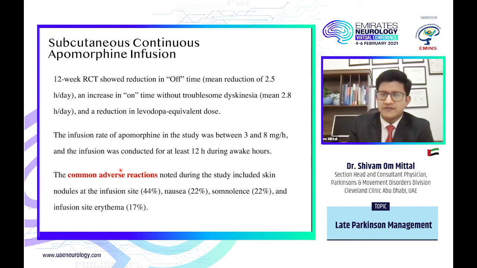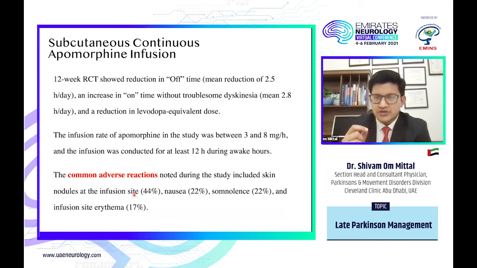The common adverse events you can see is mostly at the infusion site when you put the injection. You can develop nodules, you can develop some erythema. So that is something to observe and ask the patient to switch from one side to the other side or different location to avoid the skin induration. Nausea is a common side effect, but usually it goes away with time. Also, you have to treat the patients with domperidone for the first few days so that the nausea gets better.